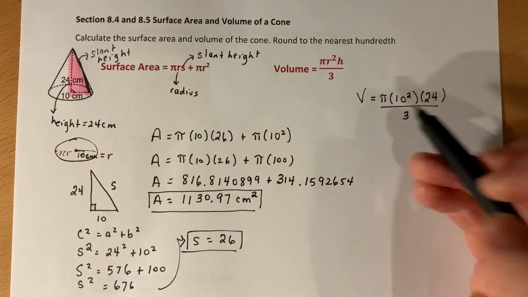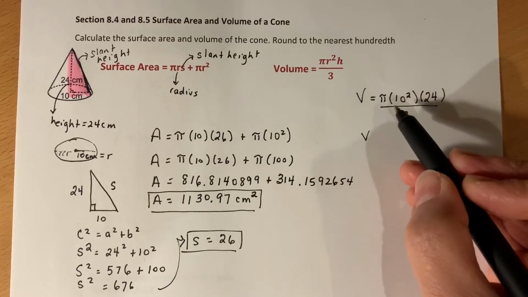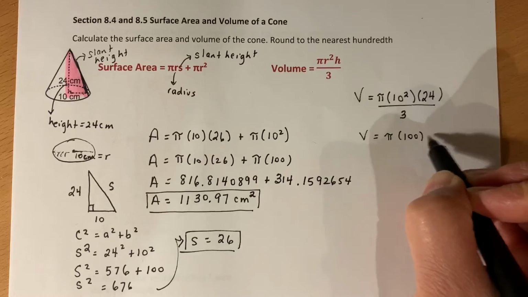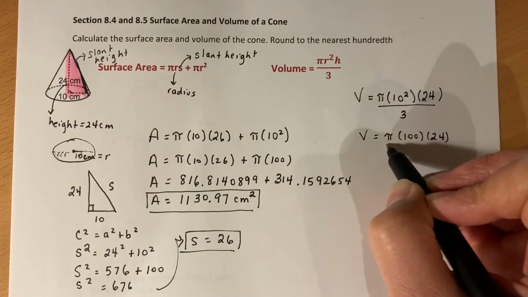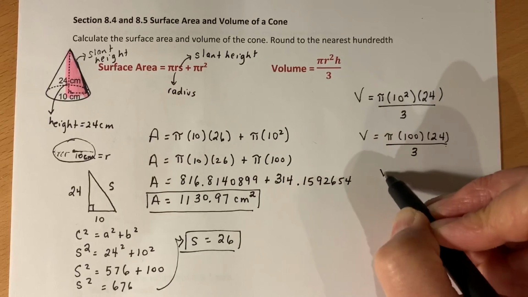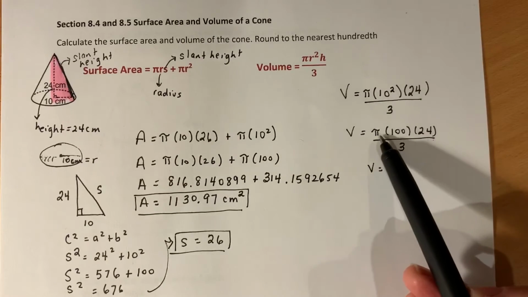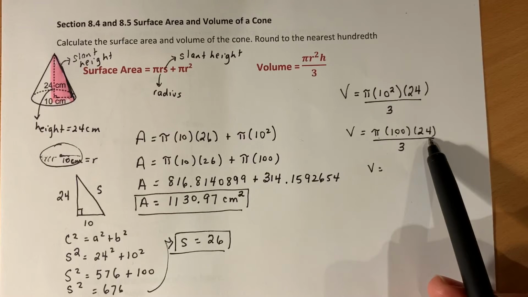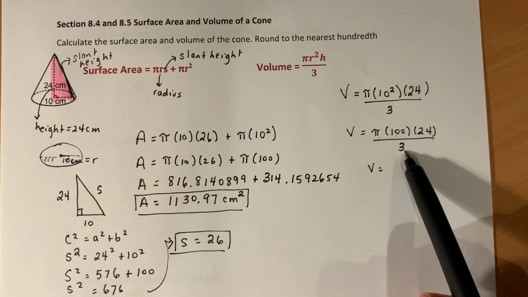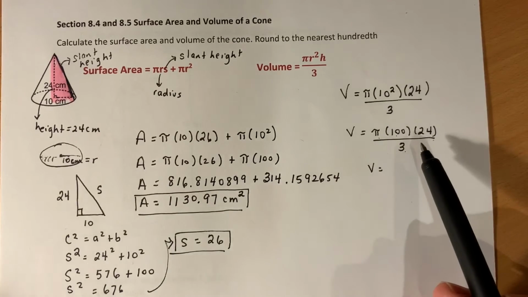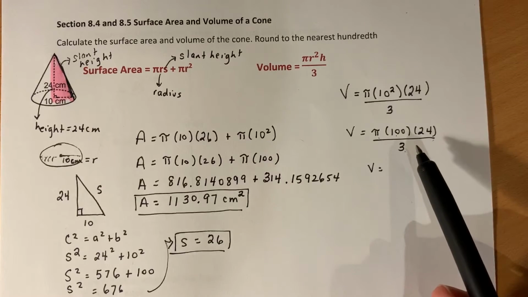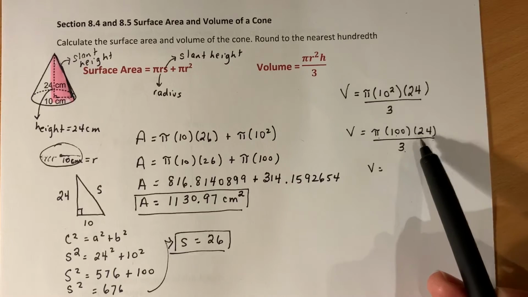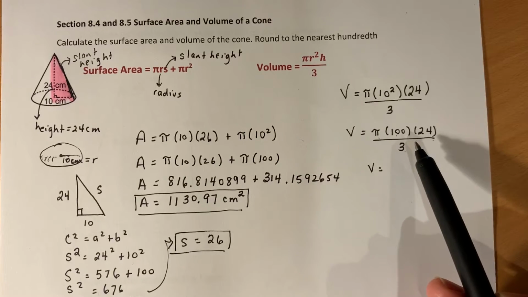So once again, you're going to do BEDMAS. So you're going to do the exponent first, which is 10 squared, which is 100. Okay, now at this point, I can do everything in one step. I'm going to take pi, multiply it by 100, then multiply it by 24, and then divide it by 3. Okay, in that order. This means division by 3.